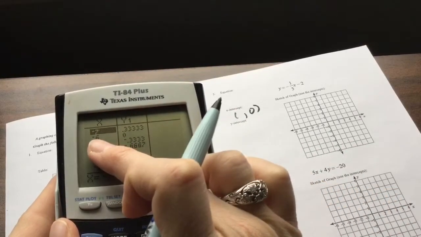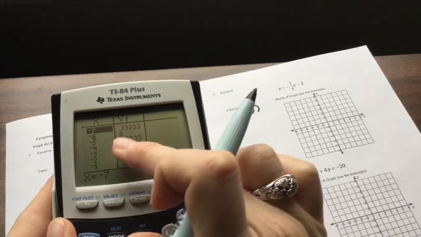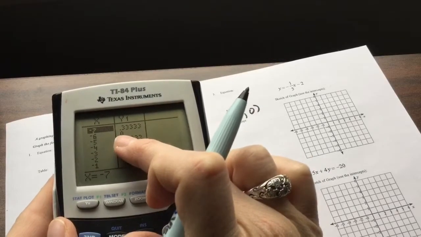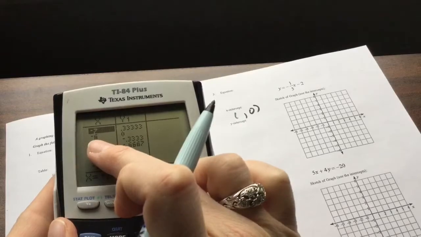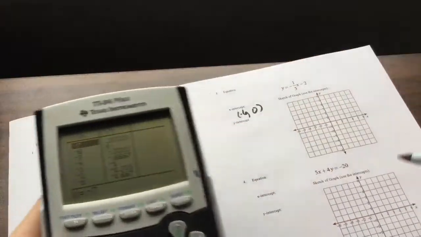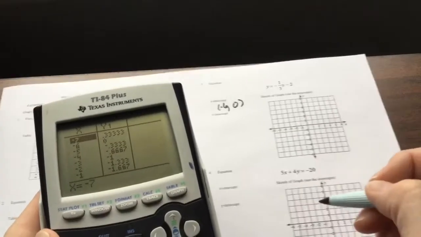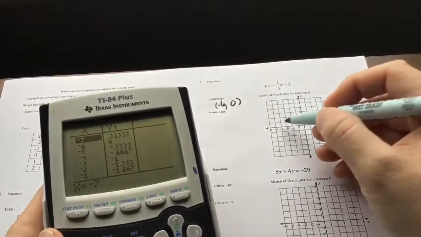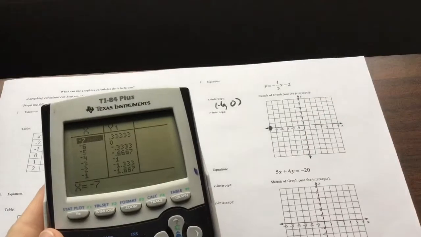X is 0 when, I misspoke. I will see where y is 0. Y is 0 where x is -6. So the coordinate for the x-intercept would be -6, 0. And I could plot that point on my graph.